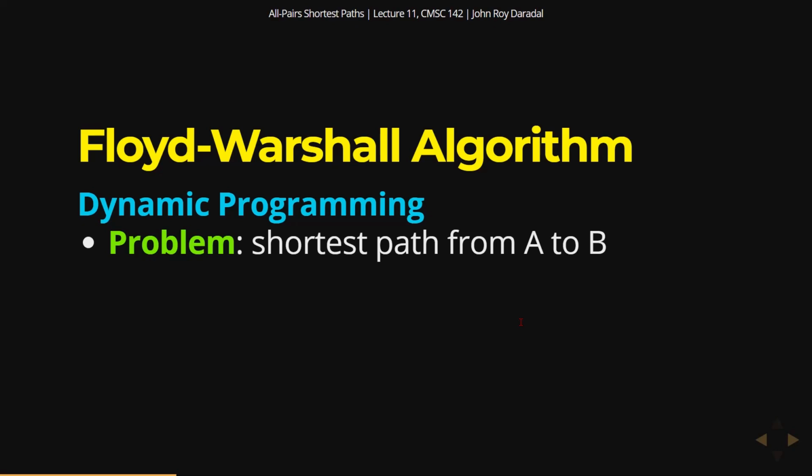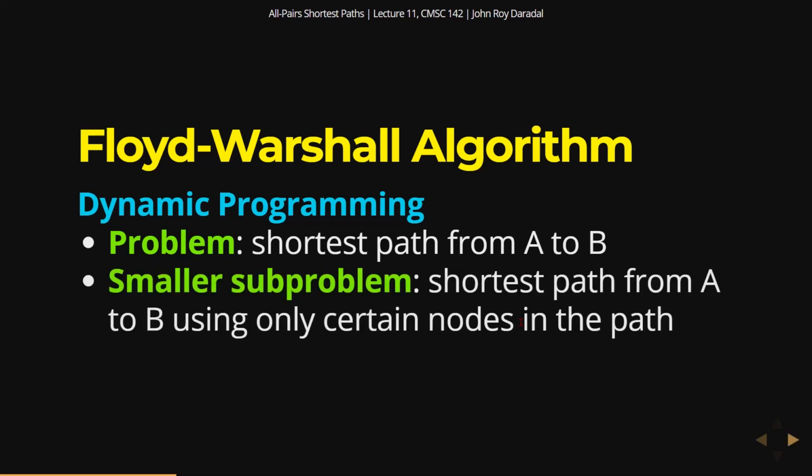So those two vertices. A smaller sub-problem would be the shortest path from A to B, but you can only use certain nodes in the path. So you'll try to restrict which nodes can be used in the path from A to B. Okay, so that would be our smaller sub-problem. The original problem would be from A to B using any vertex as intermediate nodes in the path, but for smaller sub-problems, we will restrict which nodes can be placed as intermediate nodes.